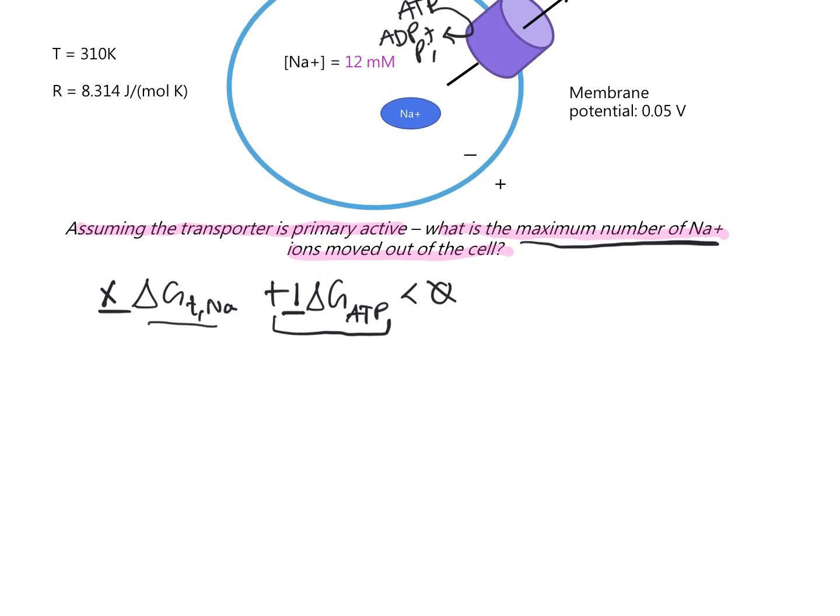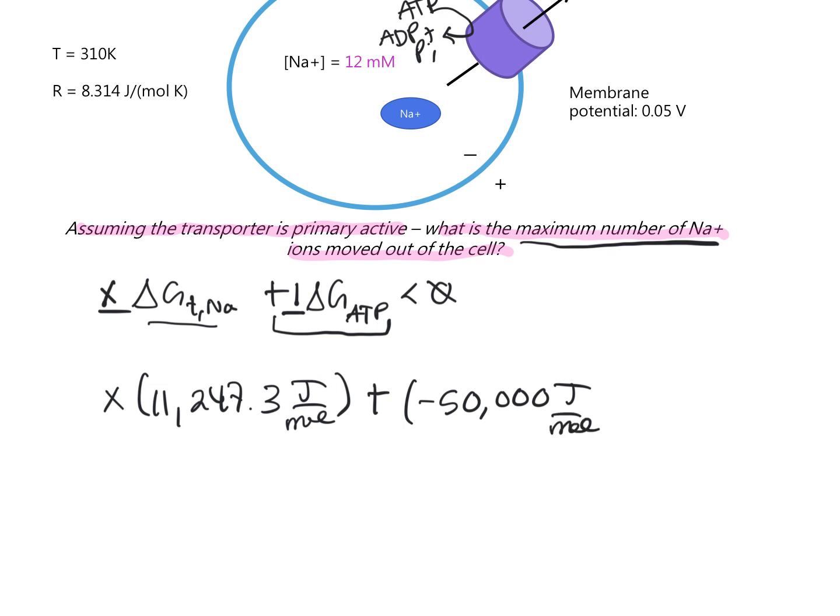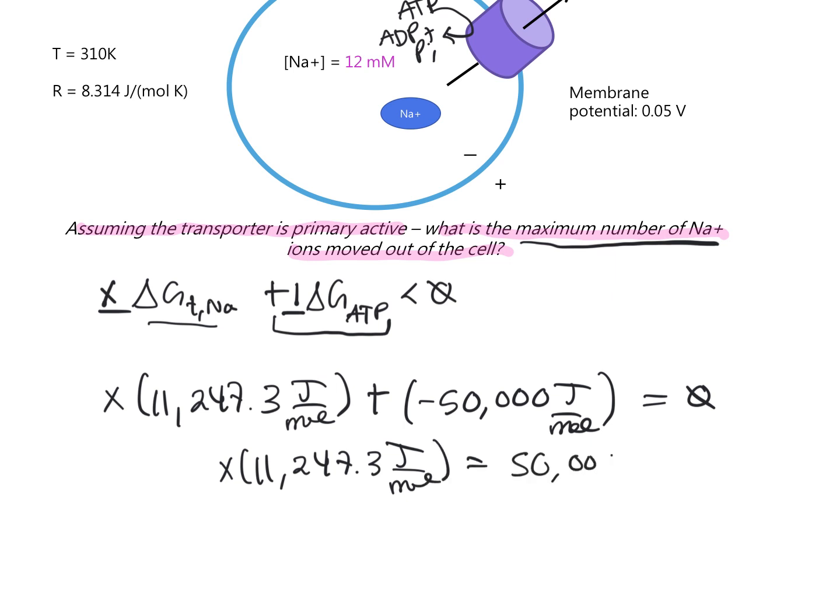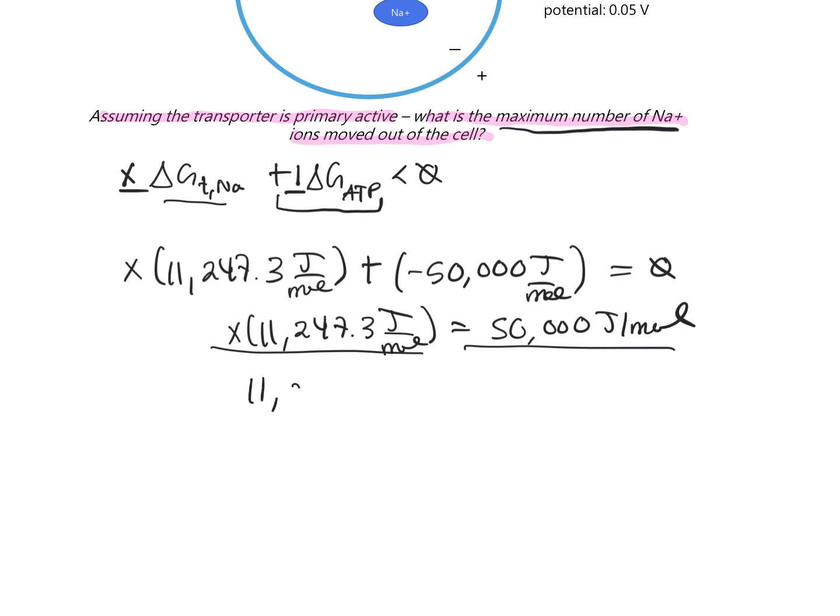I'm just going to scooch this up just a little bit. We've already calculated this from the previous one, so I'm not going to redo all of that math. So X times 11,247.3 joules per mole. The delta G of ATP hydrolysis is a number, 50,000 joules per mole. I'm just going to set it equal to 0 just for now. So first you move the ATP over, so X times 11,247.3 joules per mole equals positive 50,000. And then we'll divide by the 11,000 on both sides to solve for X.